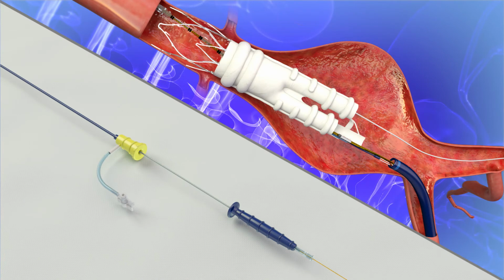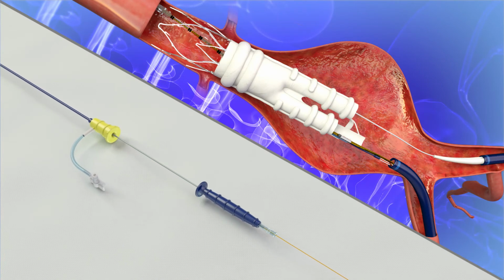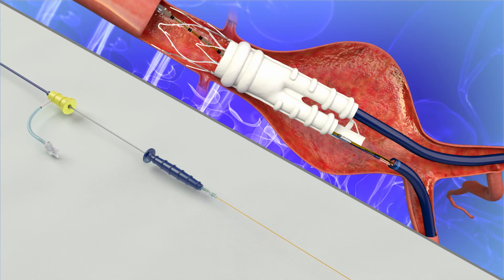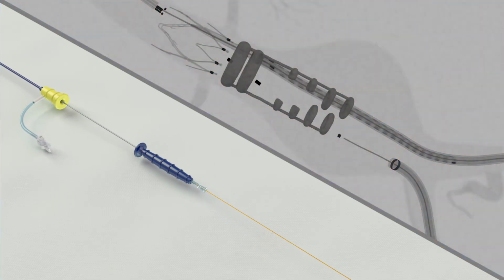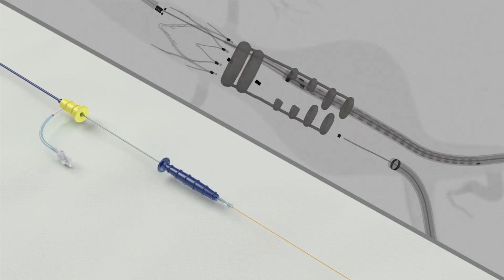Advance an iliac limb delivery system over the guide wire and into the aortic body leg. Align the proximal markers of the iliac limb graft between the third and fourth ring of the aortic body leg to ensure appropriate overlap of the iliac limb and aortic body leg.